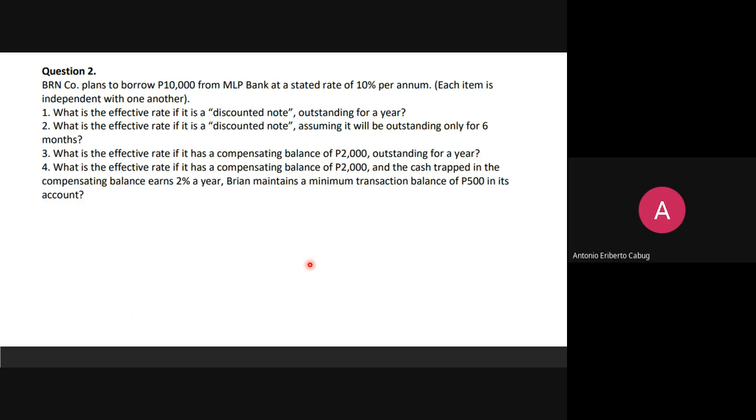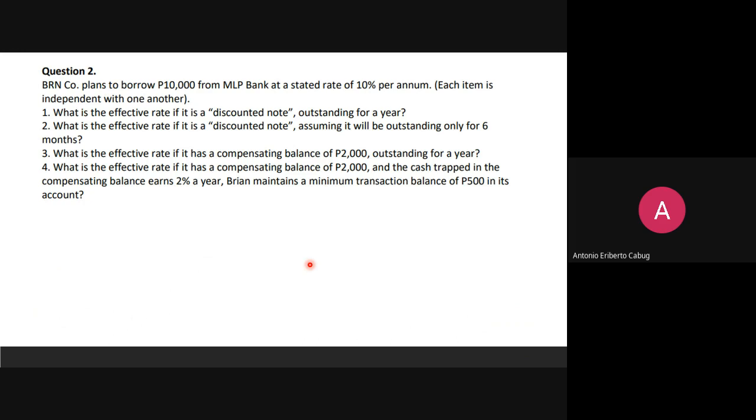Okay, anyone? For number 1, what's the answer? Anyone? What is the effective rate if it is a discounted note? Outstanding for a year. So, same people, no? Sina Basti, Tracy.